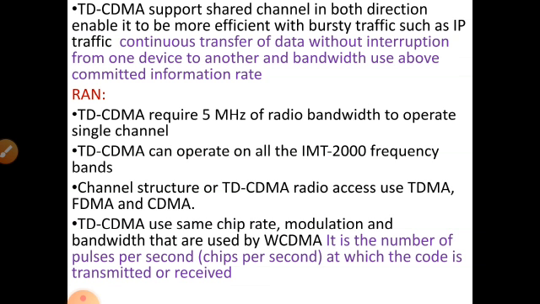So this TD-CDMA uses the same chip rate, modulation and bandwidth that are used by WCDMA. So, I didn't know the meaning of modulation, I didn't know the meaning of bandwidth. What is the meaning of chip rate? It is the number of pulses per second or chips per second at which the code is transmitted or received. Suppose you want, you can write this in the examination. Chip rate is nothing but the number of pulses per second or chips per second at which the code is transmitted or received.